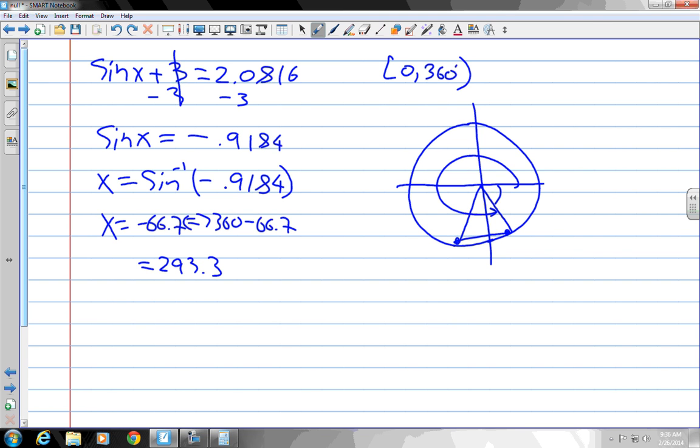How is that? Right? So I cannot have a solution negative 66 when the question is find solutions from 0 to 360. It's outside that interval. So you have to convert it to that interval by adding 360 to it. Okay, so we figured that one out. How about this point? How do we find the value for that?